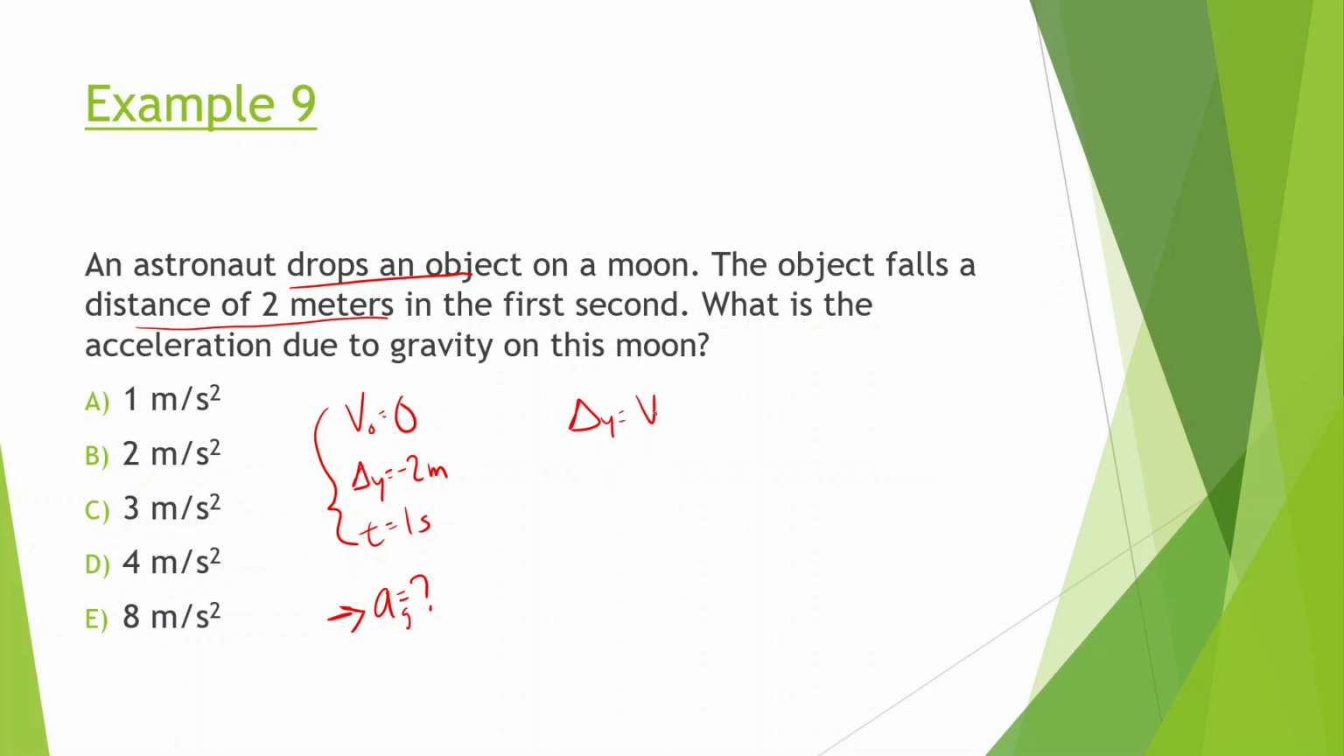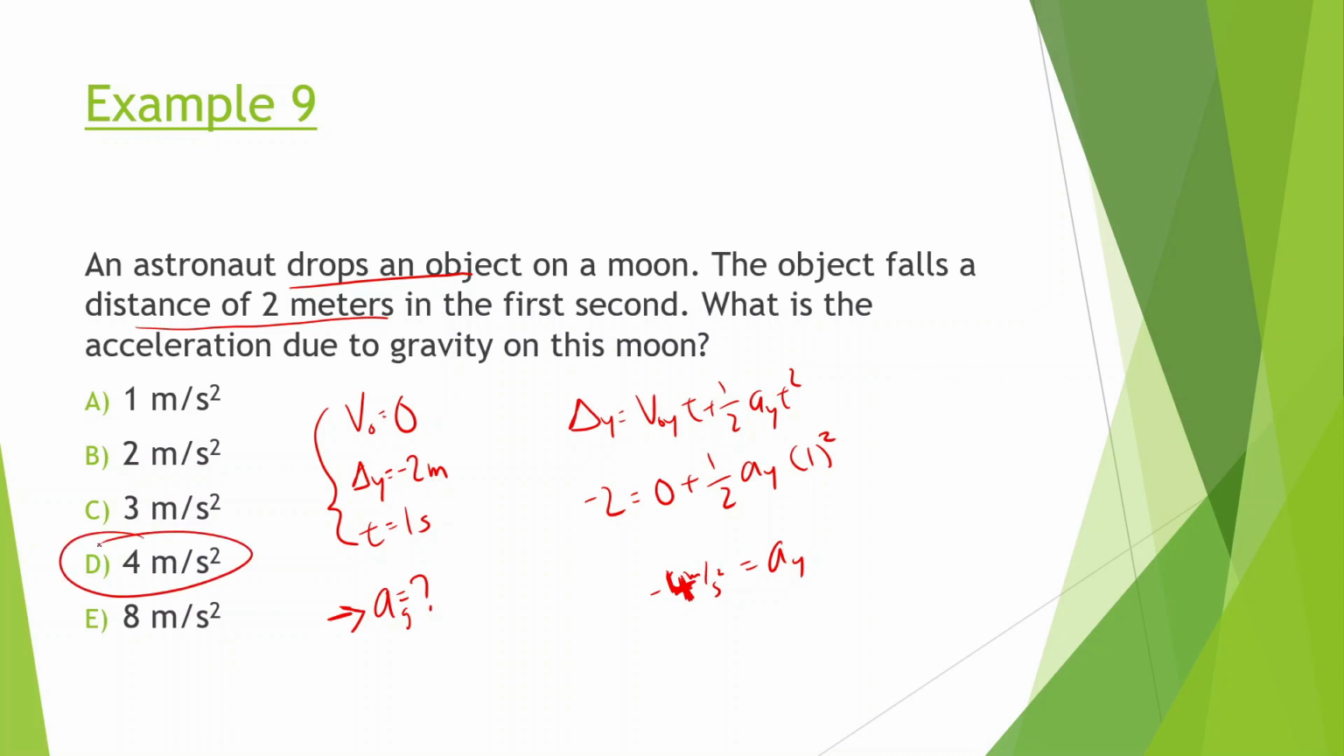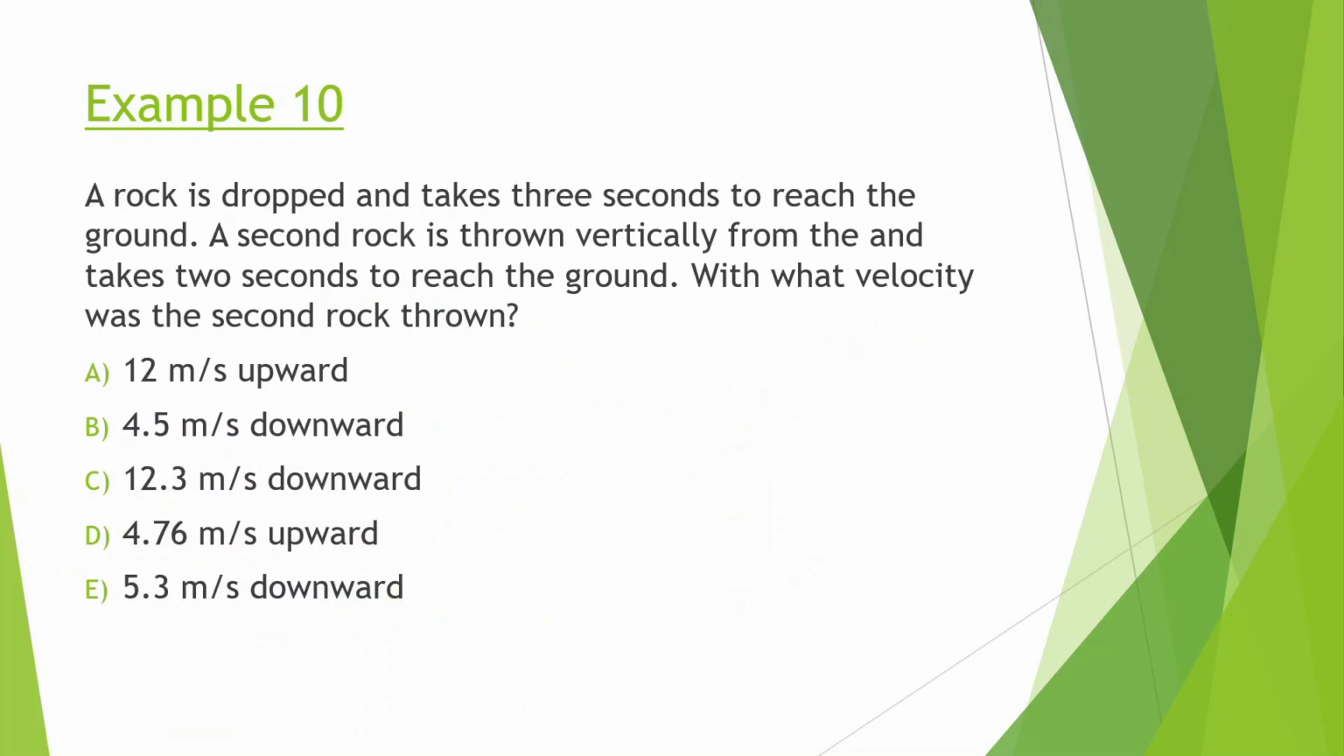Displacement of y equals v initial y t plus 1/2 ay t squared. Negative 2 is equal to 0 plus 1/2 ay, that's what we're looking for, times 1 squared. So it's going to be 4 divided by 1. So this is going to be negative 4 meters per second squared. Whoops, hopefully that looks like a 4. Better. Yes. All right.